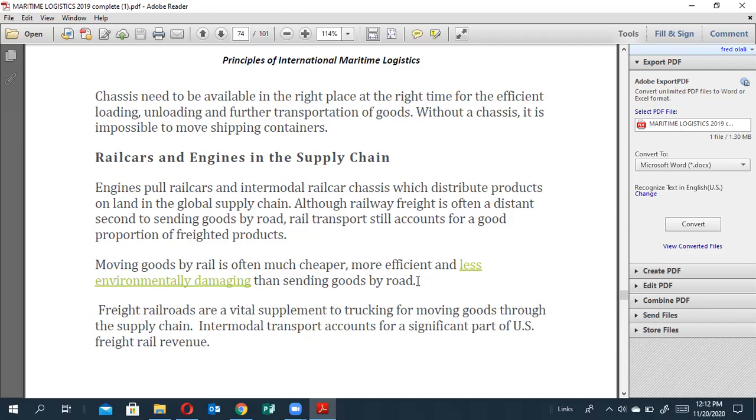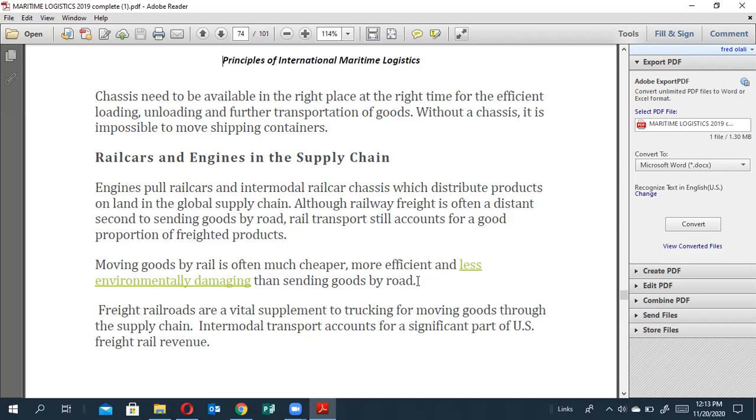Then we have the rail cars and engines in the supply chain. Engines pull rail cars and intermodal rail car chassis, which distribute product on land and in the global supply chain. Although railway freight is often a distant second to sending goods by road, rail transport still accounts for a good proportion of freighted products. Like we currently have in Kenya, for example, the standard gauge railway, commonly known as SGR. It has a capacity to even pull 120 containers at a go.